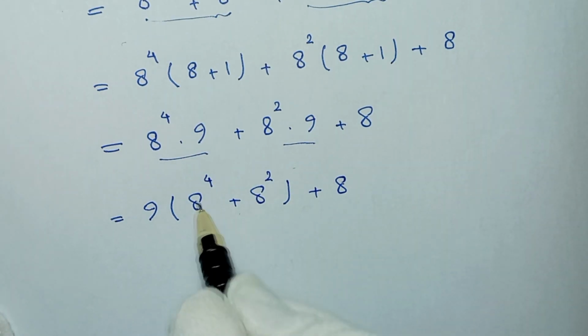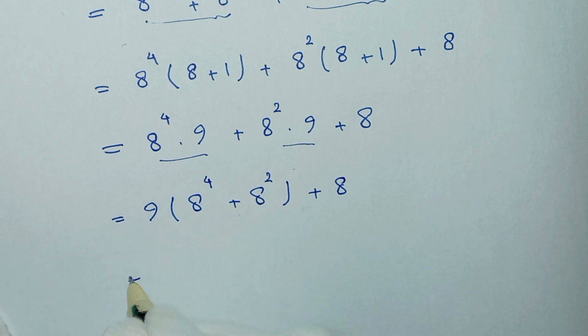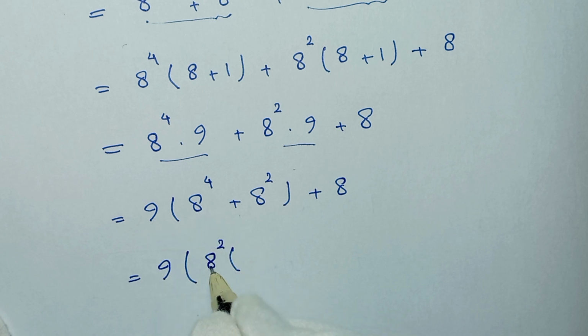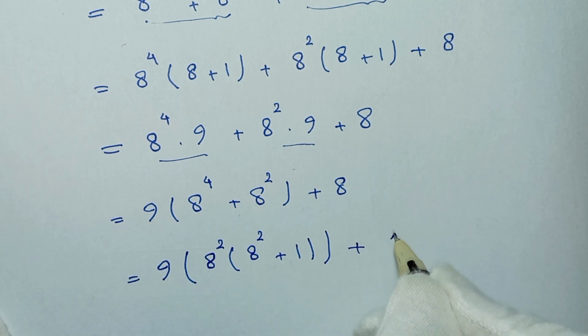And here, in 8 to the power of 4 plus 8 to the power of 2, 8 to the power of 2 is common, so we can factor this. So 9 times, and factor this 8 to the power of 2. This divided by this is 8 to the power of 2, and plus 8 to the power of 2 divided by 8 to the power of 2 is 1. Plus 8.